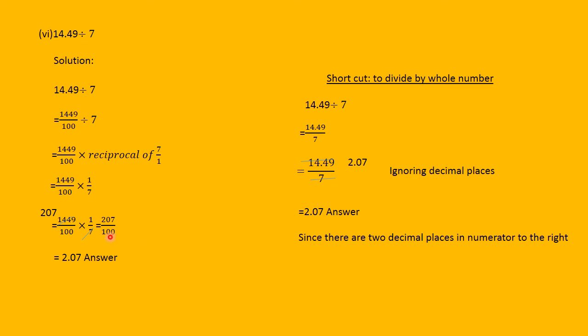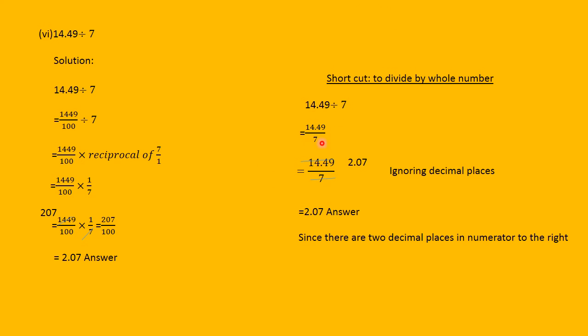Now the denominator has two zeros. So in the numerator you should have 2 decimal places. You will start from the right, leave 2 places, then put a decimal point. 2.07. Alright.